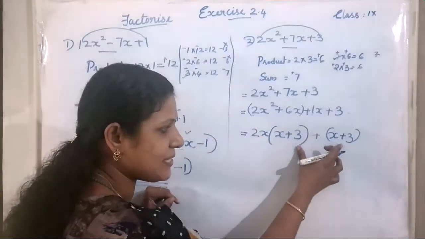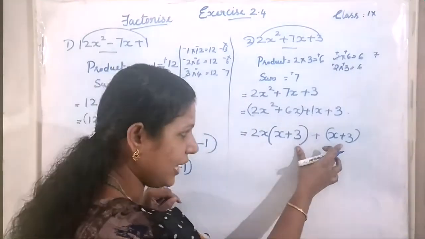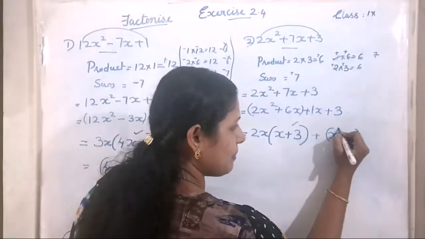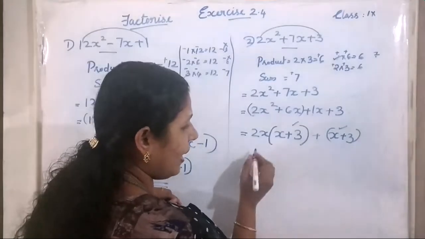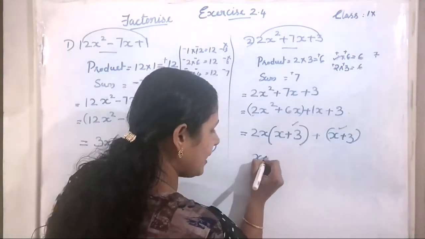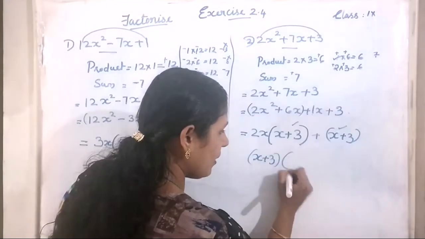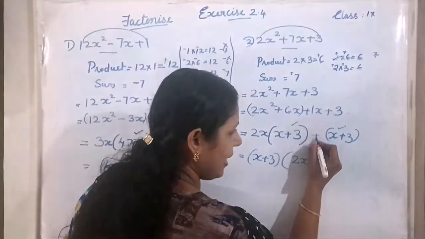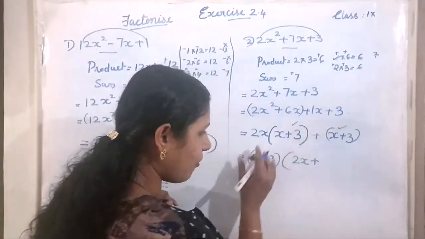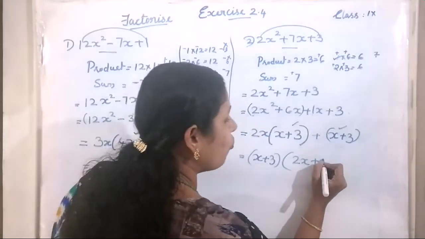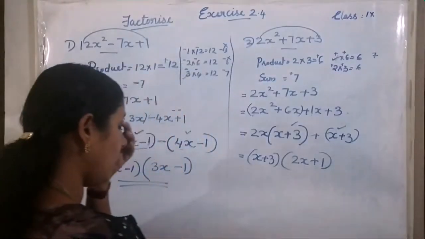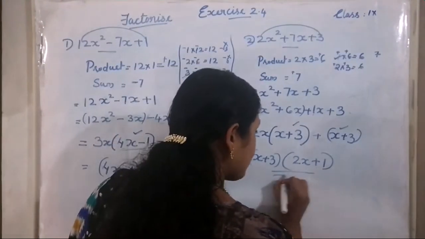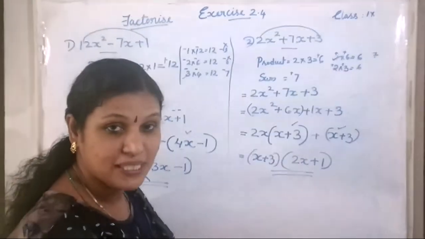Now we get x plus 3 here also. So x plus 3 and x plus 3 is common here, and we take x plus 3 outside. The remaining is 2x, and here, with x plus 3 outside, the remaining is 1. So our answer is (x plus 3) into (2x plus 1).